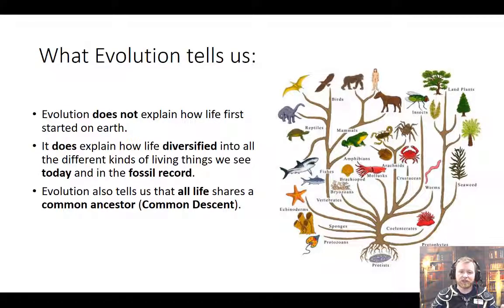But evolution also tells us life shares a common ancestor. So all things that are alive, if you go back far enough, we actually share a lot of ancestors together. And back even further, we all share a common ancestor. That idea is called common descent, the idea that we descended from a common ancestor. And we see evidence for that in the fossil record. Especially, we see evidence of that within our DNA and within many other traits that we have. And that's kind of important.